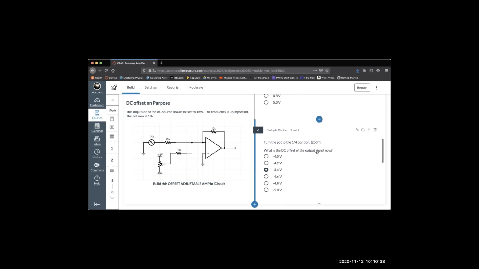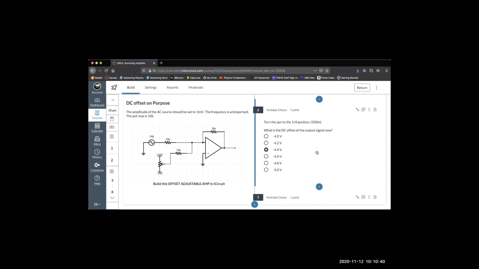Turn the pot to the 1/4 position. Well, 1/4 is 25%, which is 250 M on the pot selection. It's negative 4.4. We shifted it up by turning the pot one way. We turn the pot the other way, it shifts it down. Same distance, negative 4.4.